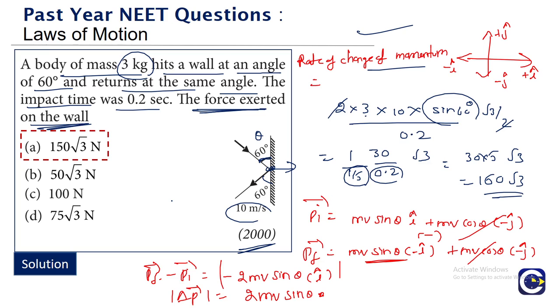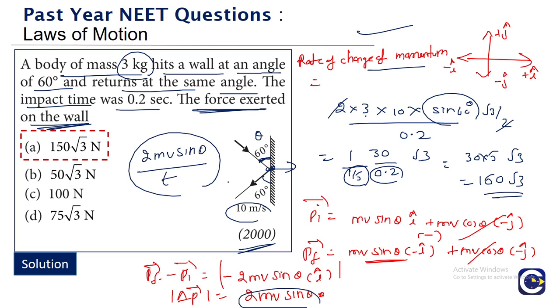So we can remember this result in terms of the general expression. It will be 2mv sine theta divided by t. Here we should consider theta as the angle made with the wall. This formula can be used when the angle at which the ball or object comes in with the wall and the angle at which it leaves are both the same, and the initial velocity magnitude is the same as the final velocity magnitude. In that case we can use this formula. Okay.